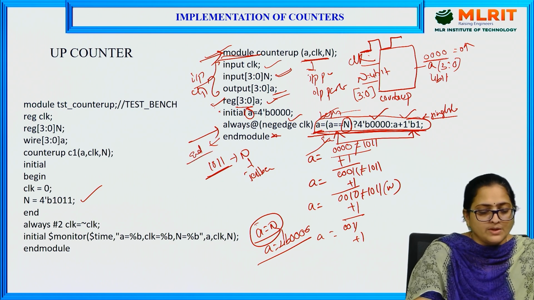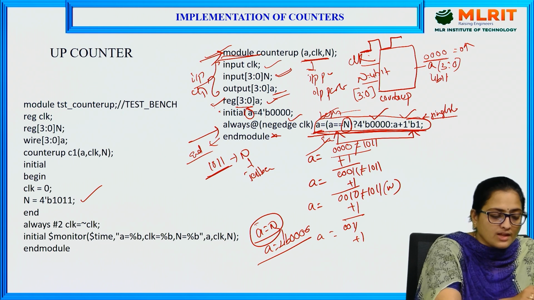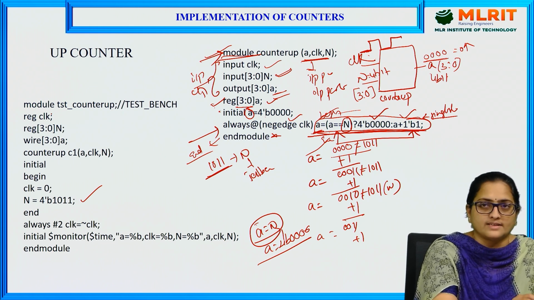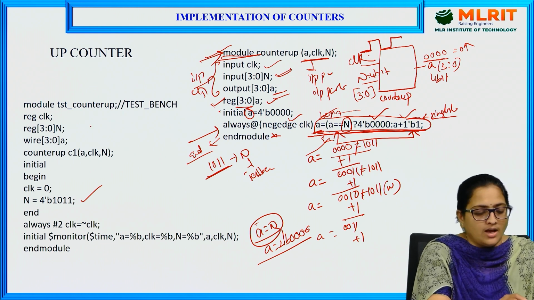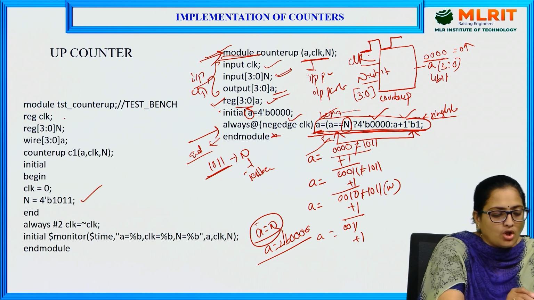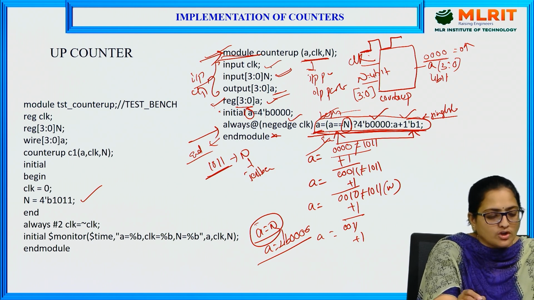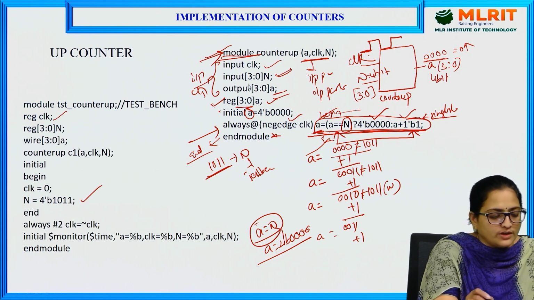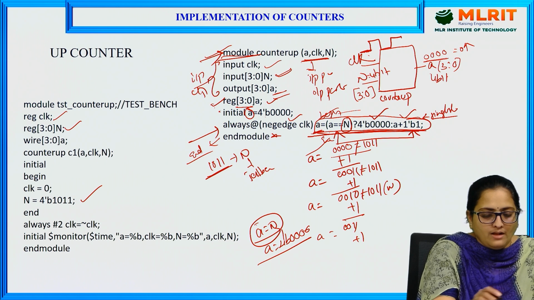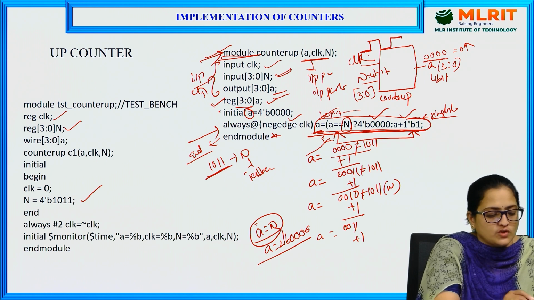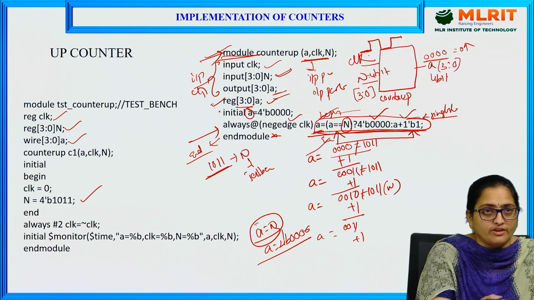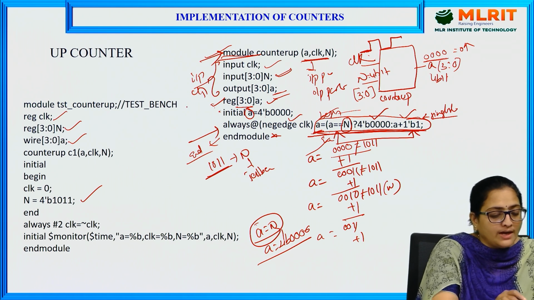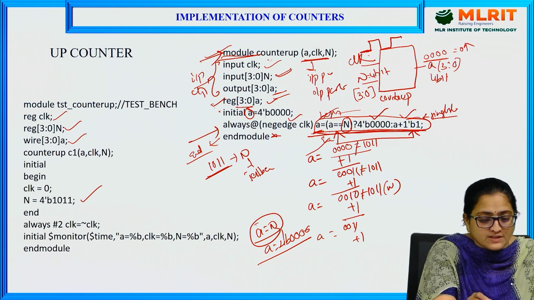Now, the test bench for this code is given here. Module test_counter_up. Register clock, because we need to give the clock pulse. So I'm declaring the clock as a register, and the N value input is also declared as a register, and the output, 3:0, is declared as a wire, because your output has to be driven to some other circuit. Now I am writing a test bench code for this design description.